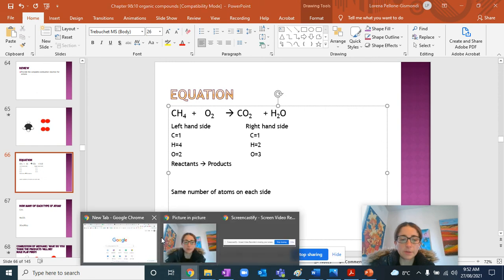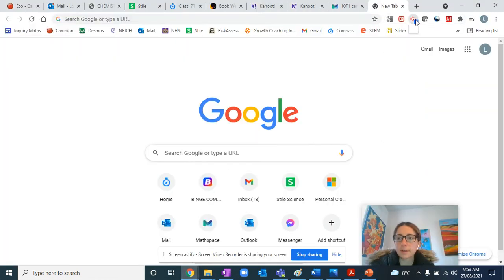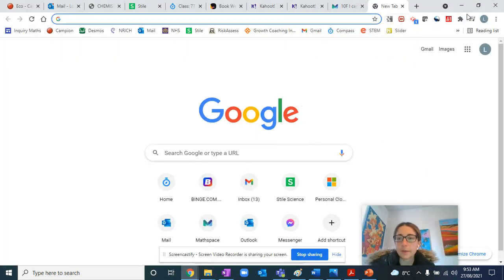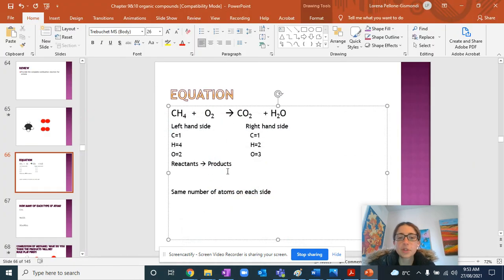I'll just see how long the video has left. Okay, about 20 seconds. So the way we need to do that is by adding coefficients. And coefficients are the numbers at the front of molecules.